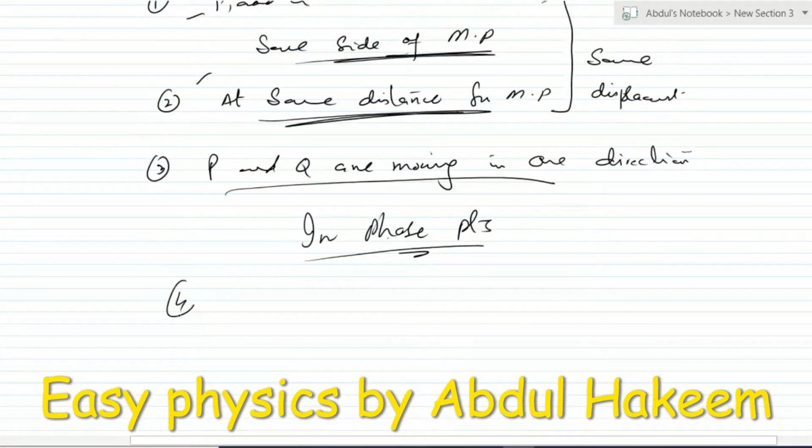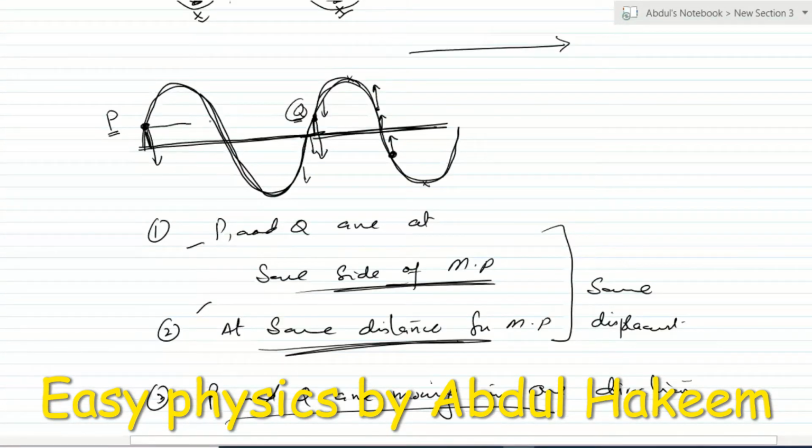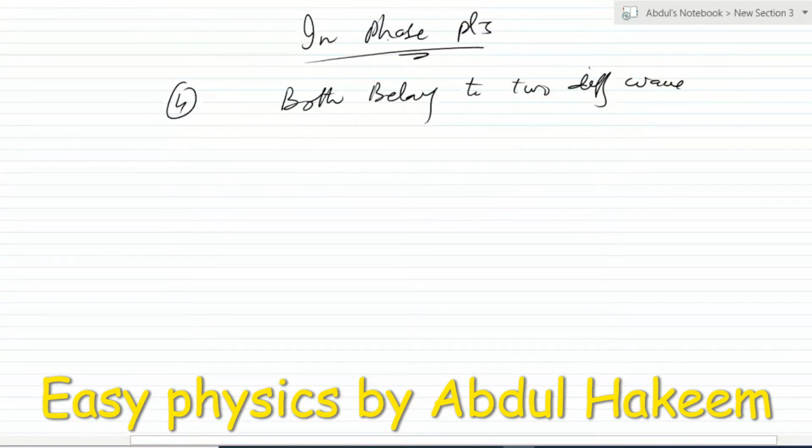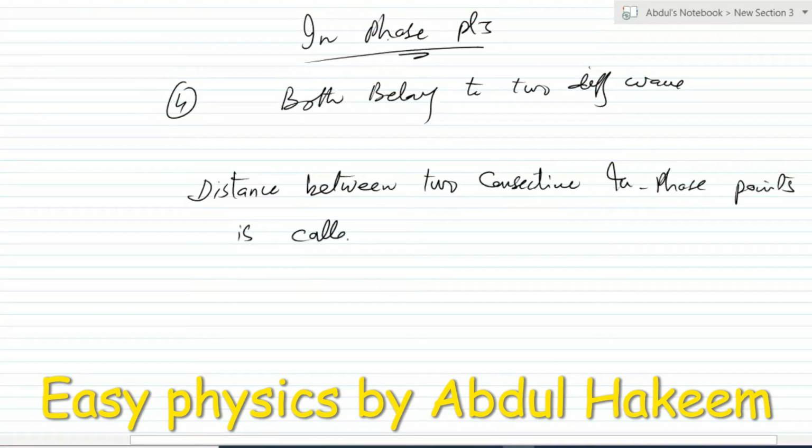So number four, the difference is both belong to two different waves. And the next, the distance between two consecutive in phase points is called wavelength, which is represented by lambda.